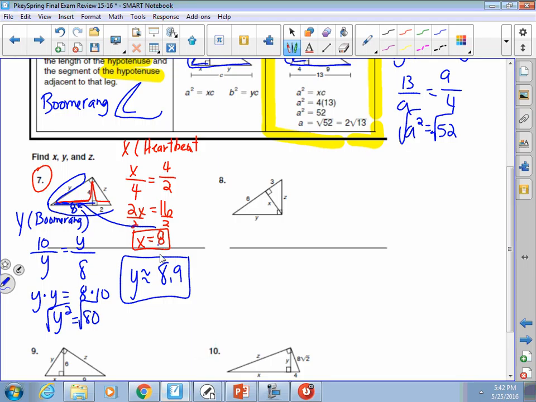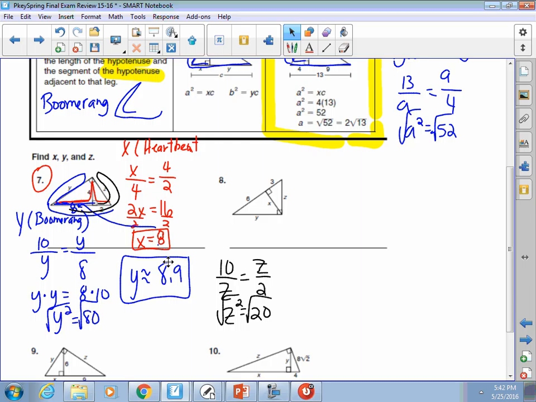Alright, so if I was going to find the z, I'm doing boomerang going this direction. So z would be 10 to z, as z is, to 2. So z squared equals 20. Again, take the square root. So at least try to finish these problems. I think you can handle it. We're going to expect you to do 8, 9, and 10 on this, or 8, 9 is for sure.